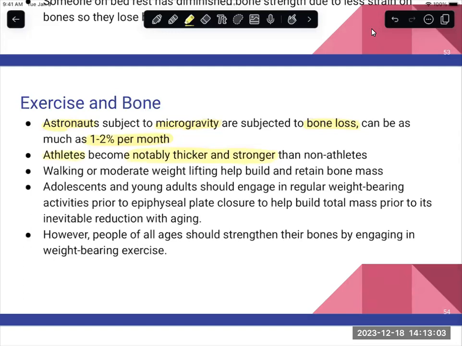But the higher physical demand you put on your bones, the stronger they will be. Adolescents and young adults actually should start weightlifting now, should start building their bone mass now, because it is inevitable that you're going to lose bone mass with aging, and this is a way to prevent it.